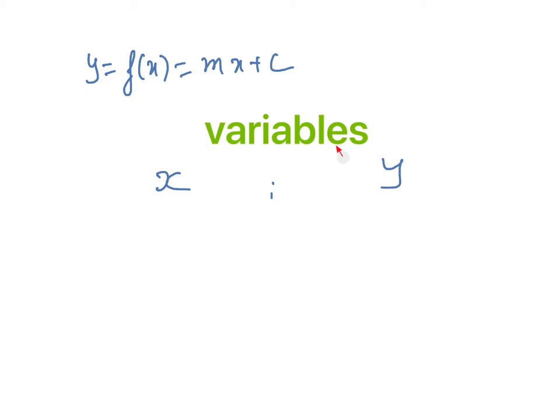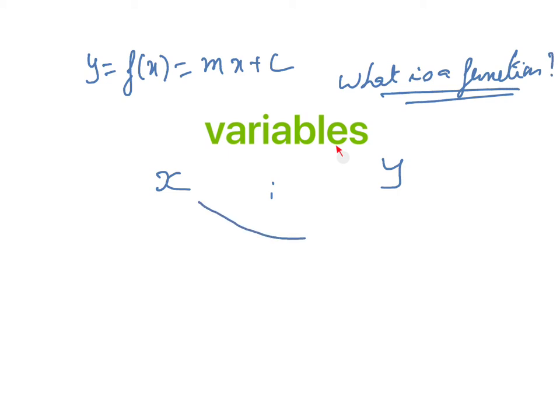What is a function now? What do you mean by a function? We have not yet learned the formal definition of a function, which we will do shortly. A function is actually a relationship between x and y. There is some relationship between x and y, and that is what we call a function. What kind of relation? There are so many kinds of relation, and we will see those relations.